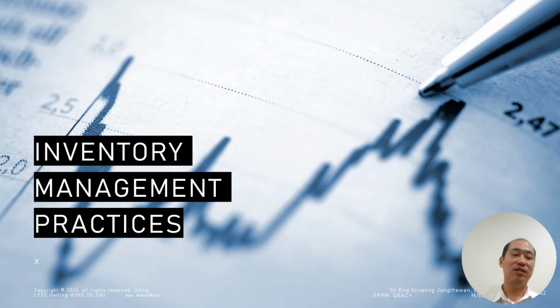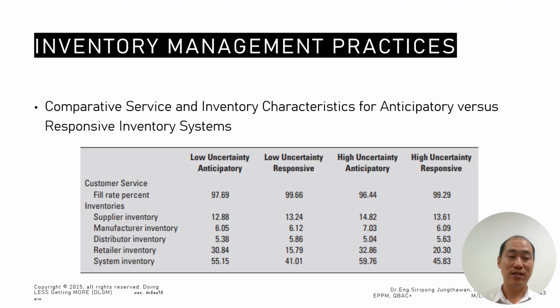Okay, inventory practice that helps you design inventory better. You know the policy and then you have to practice it. So the idea of inventory management practice compares service and inventory characteristics for anticipatory versus responsive inventory systems. So you have to know about this fill rate percentage. You can see the fill rate percentage and also the manufacturing inventory, distribution inventory, retailer inventory, and the last, system inventory, and then compare them together. So it should fit your business.